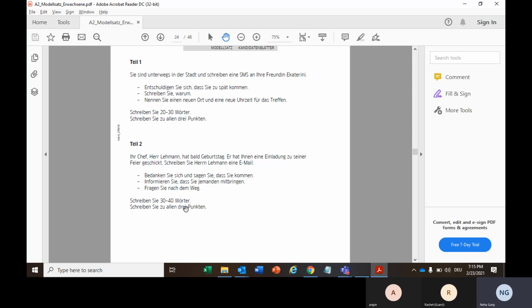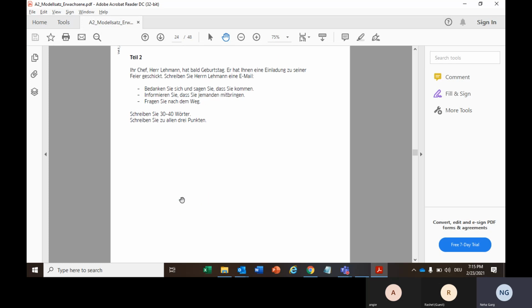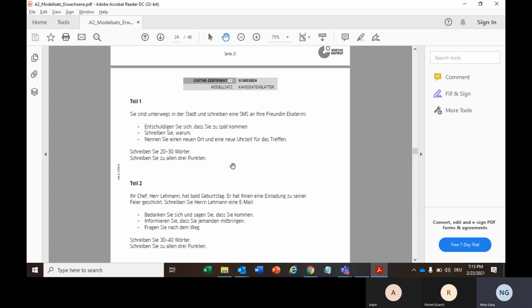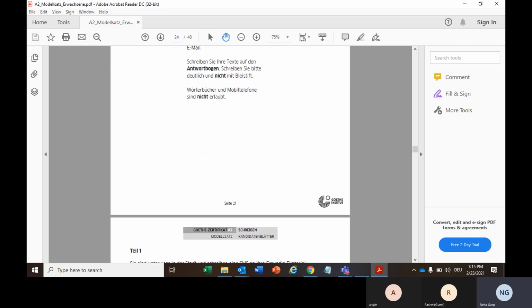You have to ask how you can reach the venue. So this is something you have to involve in your Schreiben part. One quick SMS and then one quick email.